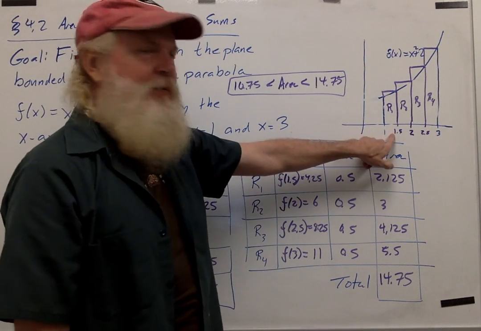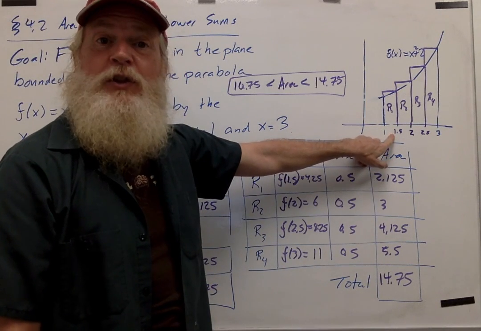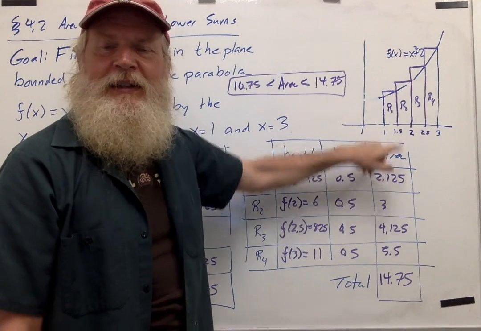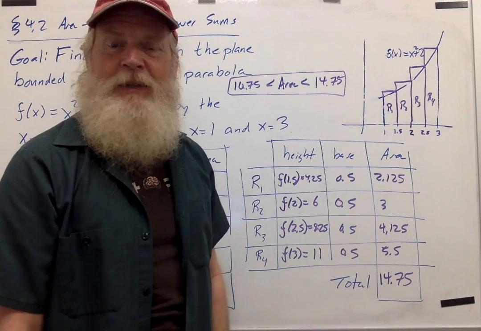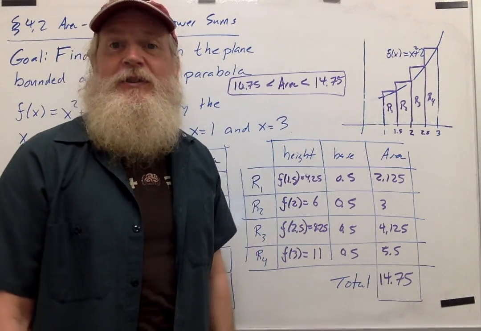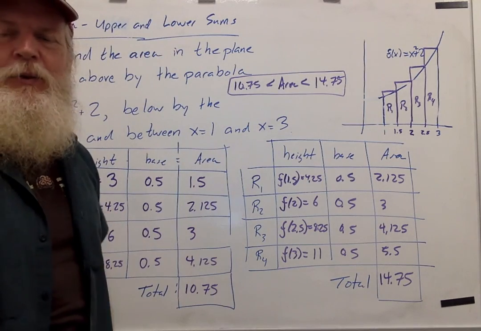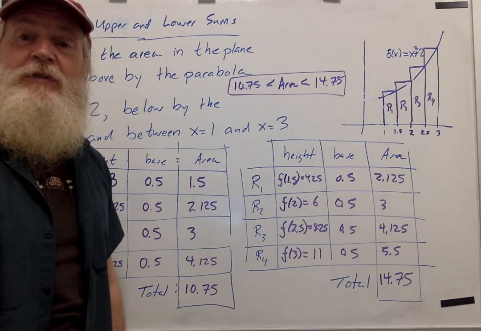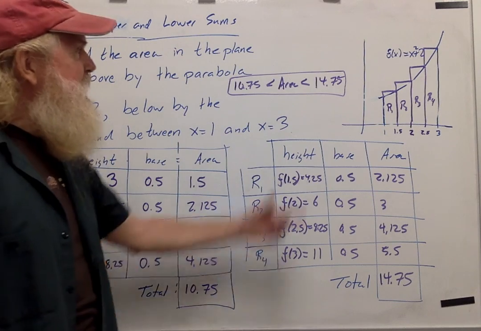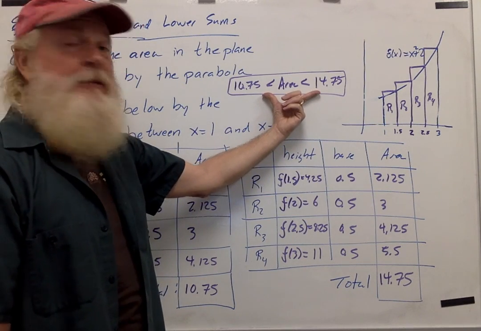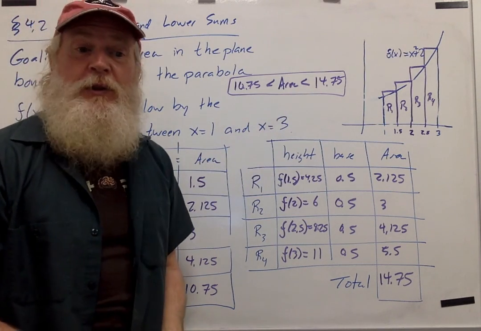Well, an obvious way to improve this would be to use more than 4 rectangles. Now, ideally, if we wanted to get a great estimate, we would use 100 rectangles. But since we're still doing this by hand, we're just going to move from 4 rectangles to 5 rectangles and see whether this estimate gets better. And that we'll do in the next video.